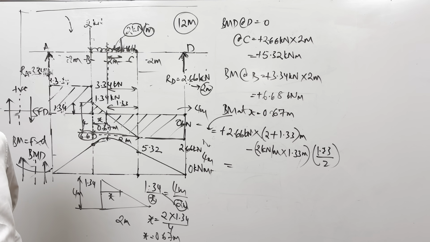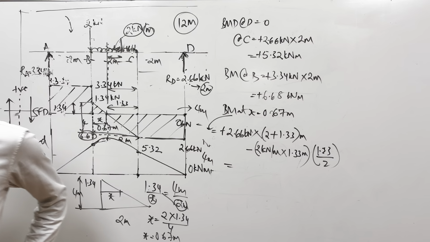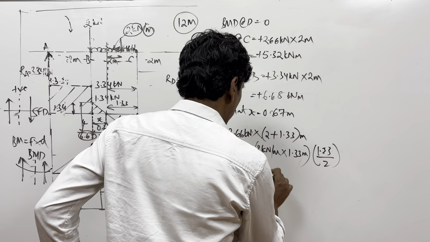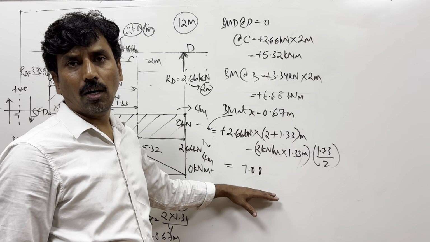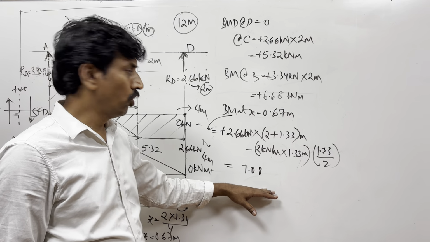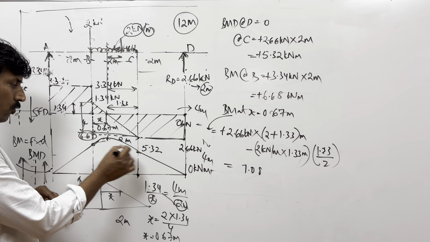Same way you will struggle to use a calculator. 7.08. So 7.08. Suppose if the answer was like 4 or 3, would you accept it? No, because now the pattern was like this.